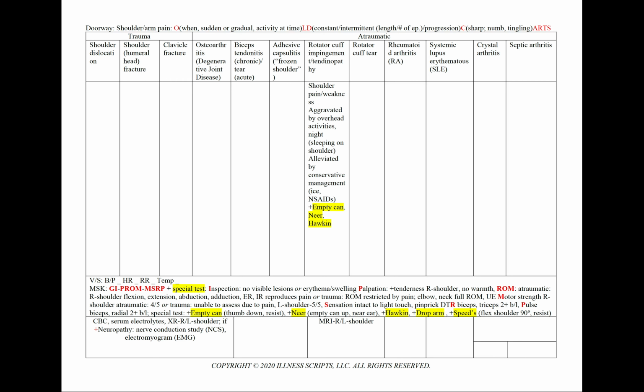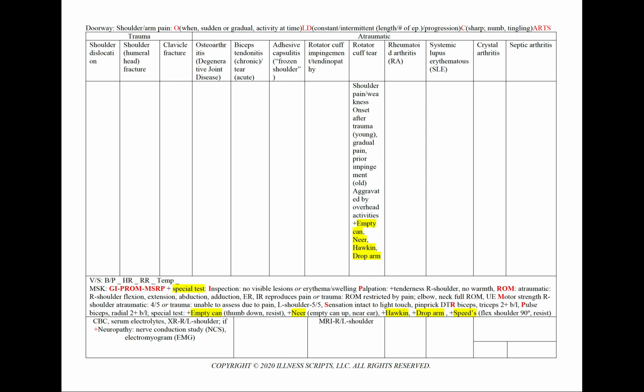In a rotator cuff impingement or tendinopathy, the pathology here is the rotator cuff tendons becoming impinged or inflamed from the tight space between the humerus and acromion. So we'll see a shoulder pain, possibly weakness, and it will be aggravated by overhead activities that further compress the tendons in the tight space between the humerus and acromion, or at night from sleeping on the shoulder, and it will be alleviated by conservative management. And we could see a positive special test noted in our physical exam, empty can, Neer, or Hawkins, and we'll add to our workup an MRI of the right or left shoulder.